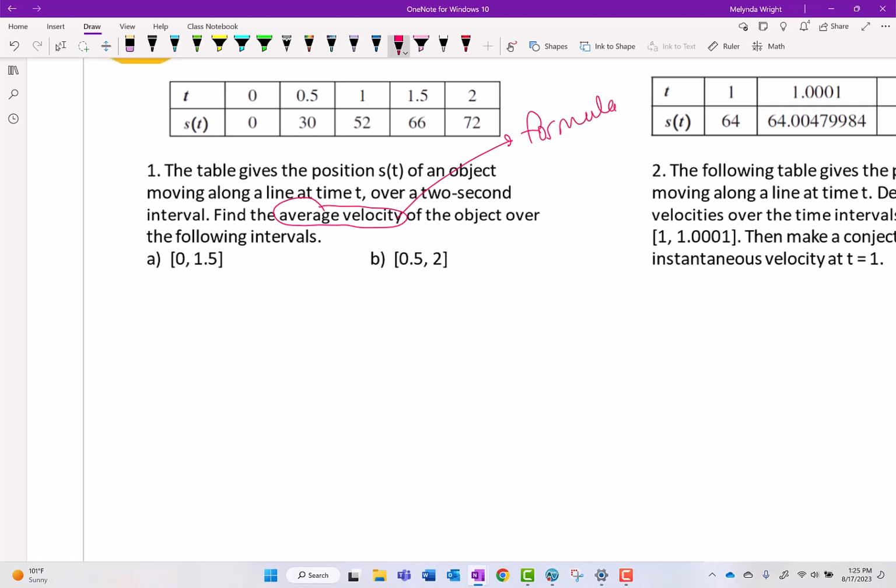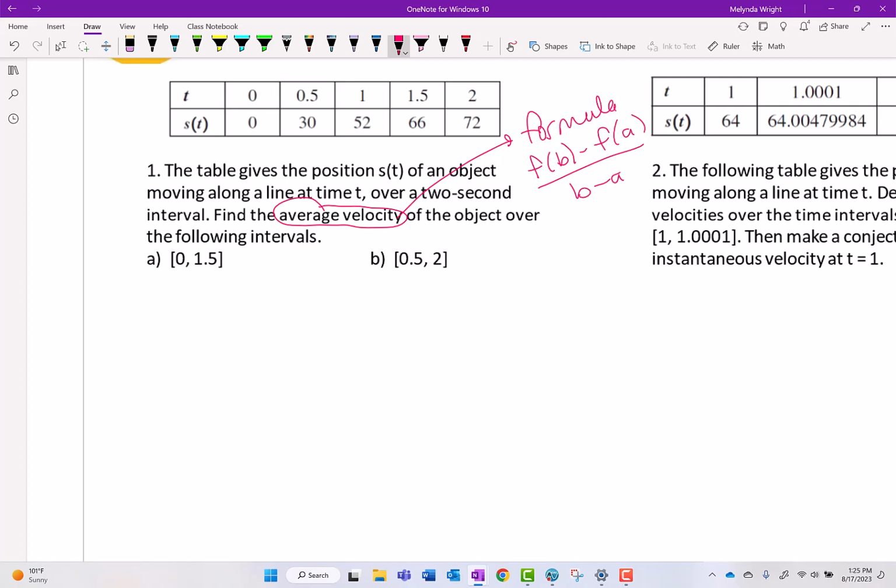So when we hear average velocity, we need to think this is a formula. And the average velocity, if it's the average rate of change, we'll just use function notation: f of b minus f of a over b minus a. So what we need to start doing is attaching words to formulas, because when the words appear in the problem, that means we're going to need to use that formula. And if you don't know the formula, you can't do the work. You have to know them.